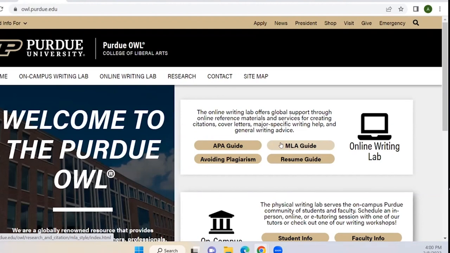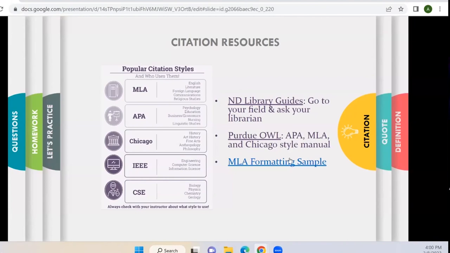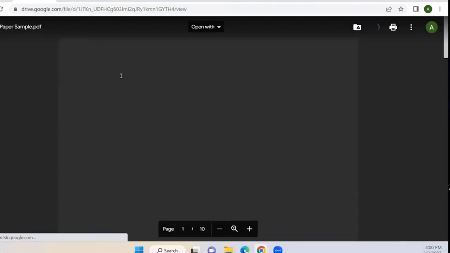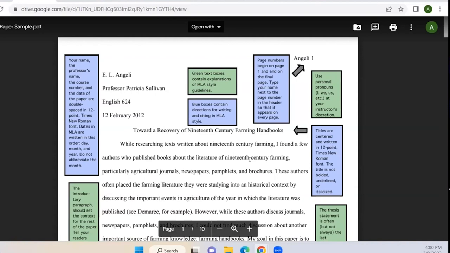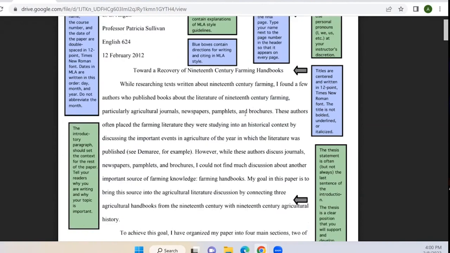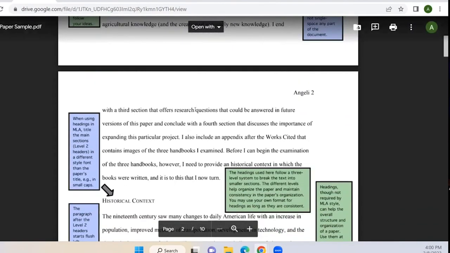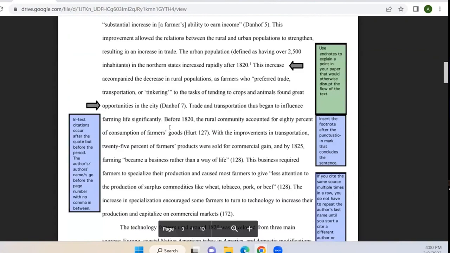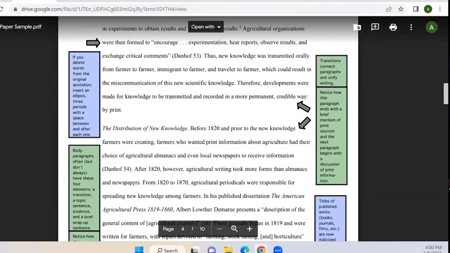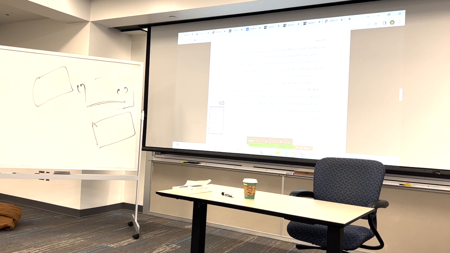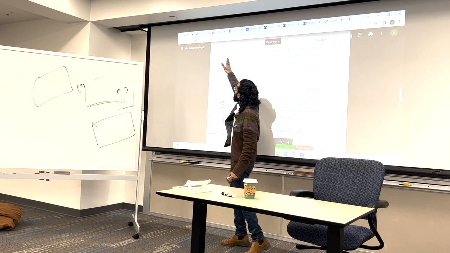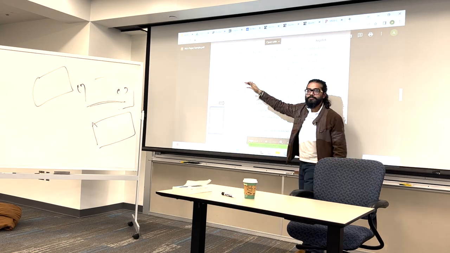Let me show you one particular thing. It's not only about citation. When they say formatting, I have attached a sample; you'll get plenty of such samples on the Purdue or Hesburgh sites. Formatting means also spacing, which size of font to use, and whether to indent or not. Indent means there's a little indent and you start the paragraph.